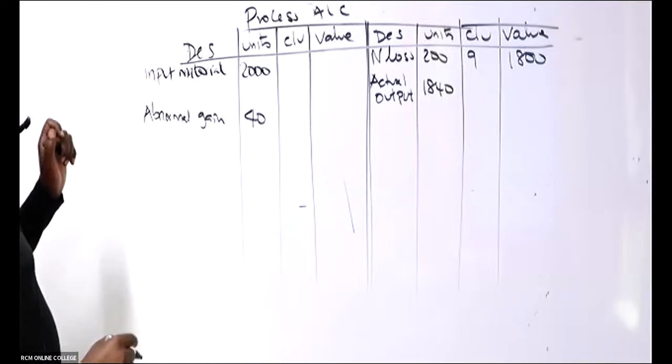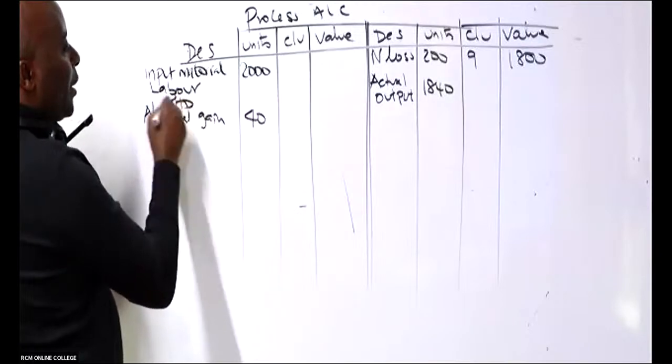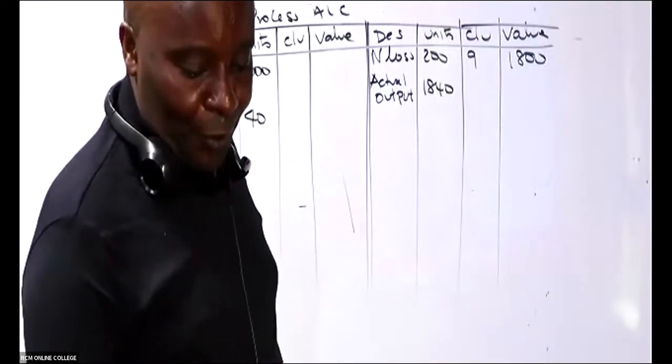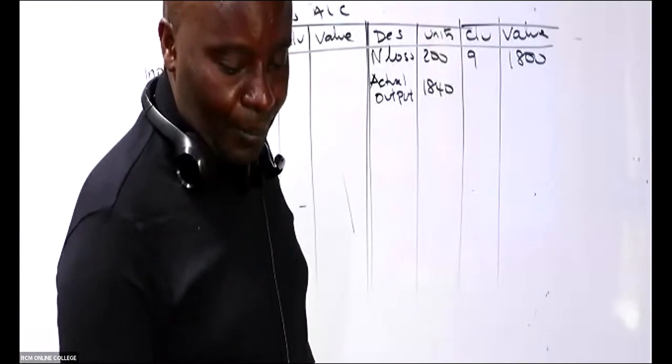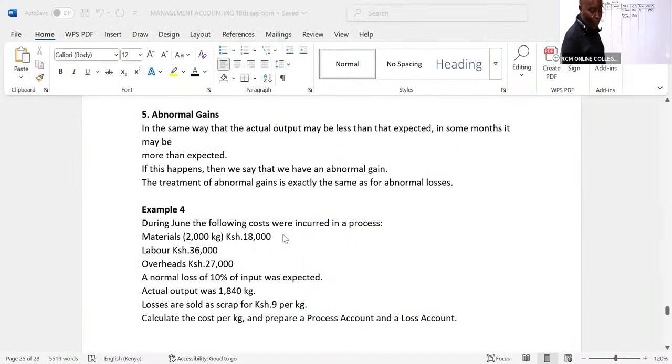So apart from materials, we have labor and overheads. Labor, ladies and gentlemen, we look at the question. You can see here that materials are worth 18,000 in total. Then we have labor. Labor cost is 36,000. And then we have overheads of 27,000.